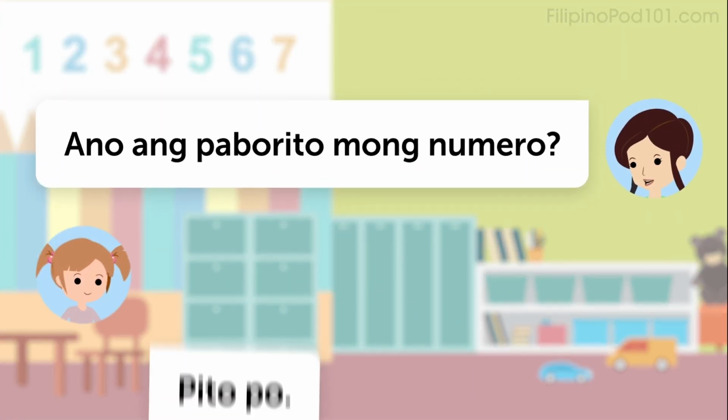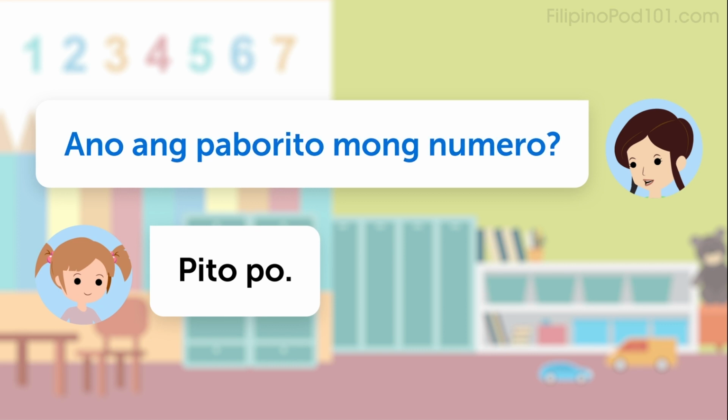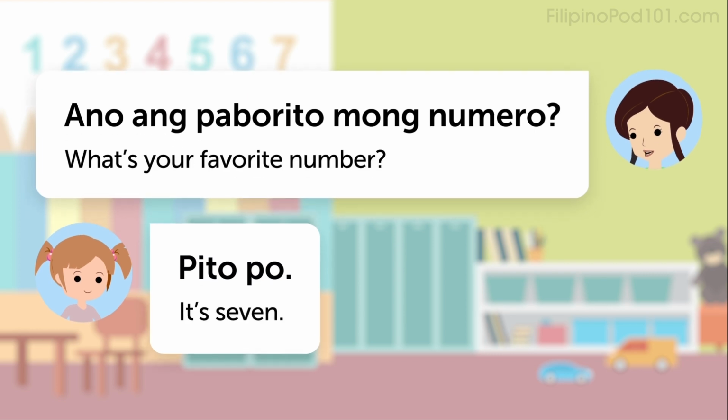Listen to the dialogue. Ano ang paborito mong numero? 7 po. Once more with the English translation. Ano ang paborito mong numero? What's your favorite number? 7 po. It's 7.